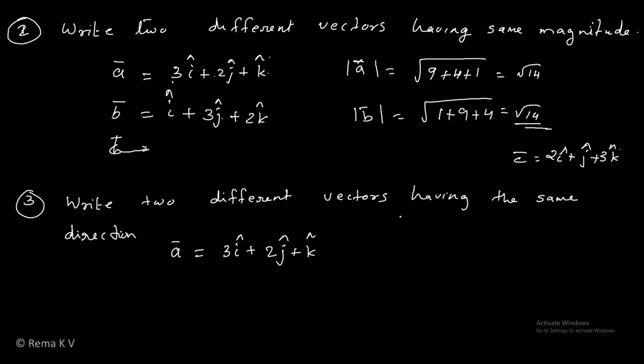Then the definition of scalar multiple of a vector. Scalar multiple, that is lambda A, is a vector which is collinear to vector A. Also, if lambda is positive, the direction of vector lambda A is the same as that of A, and if lambda is negative, the direction of lambda A is opposite to that of vector A. So can you give an example?